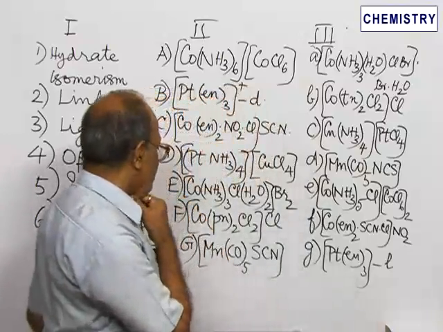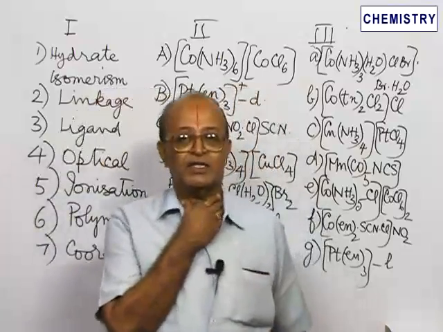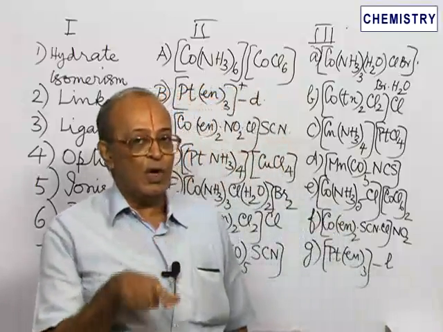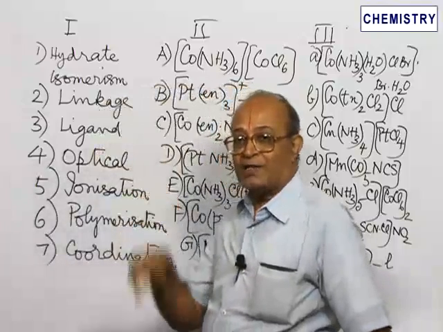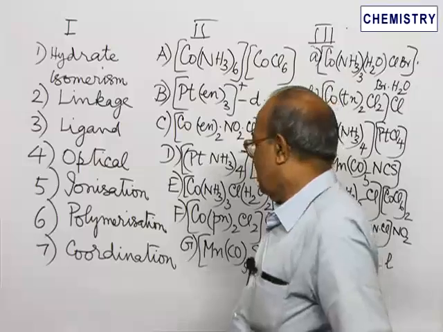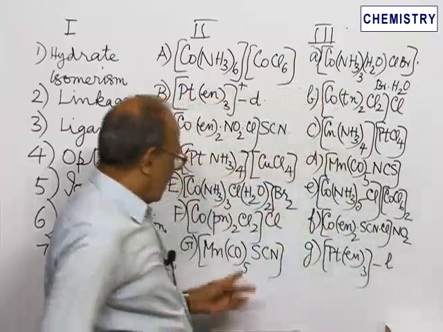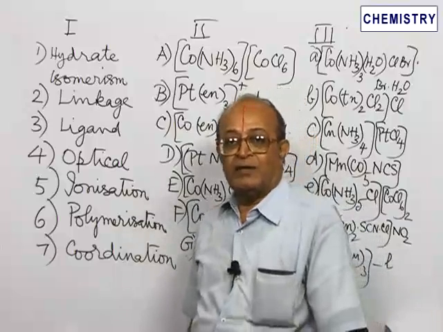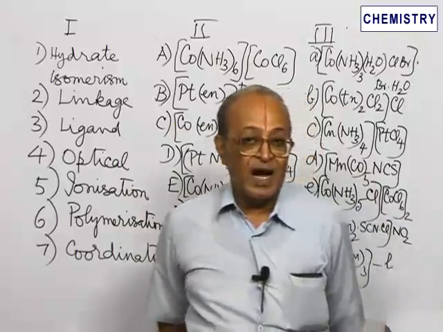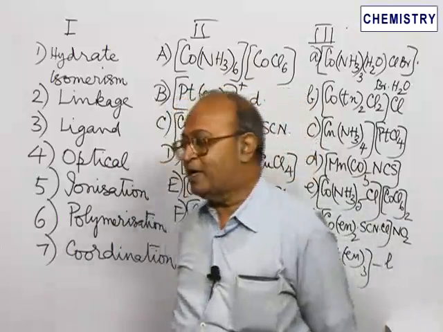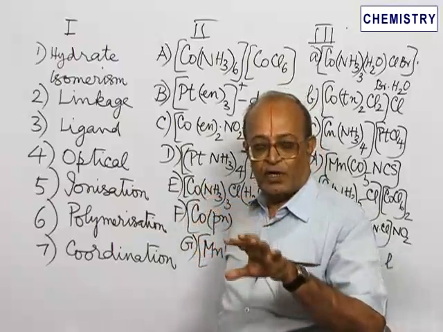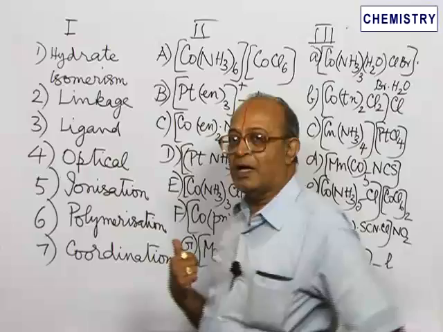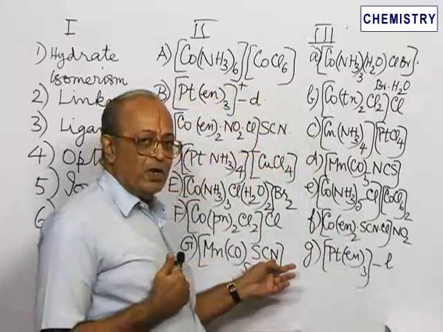Similarly, look at 2 on column number 1, linkage isomerism. For linkage isomerism, you can notice there are ligands which can be coordinated in a particular complex through one atom and in the other isomer through another atom in the same ligand. For example, look at column 2. Consider G, Mn(CO)5 SCN. There are ligands which are known as ambidentate ligands. Ambidentate ligand means a ligand in which two atoms, not at the same time, either through, for example, in SCN, either through sulfur or through nitrogen, coordination is possible.